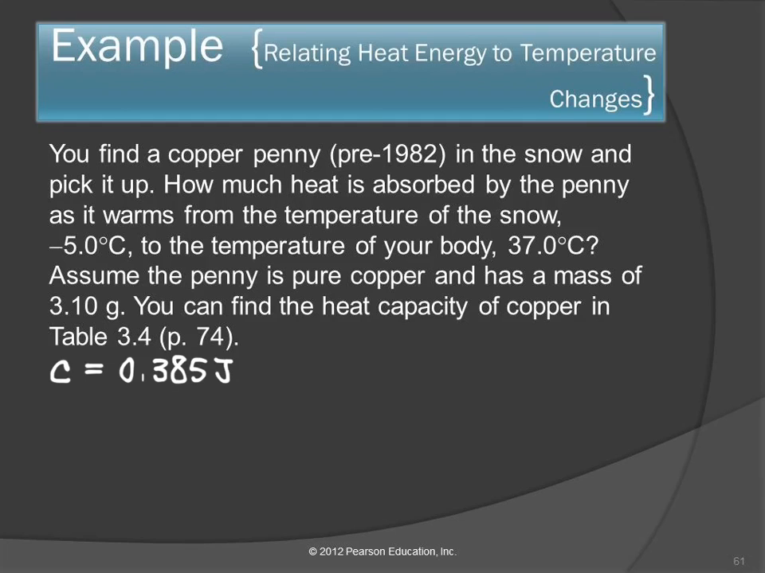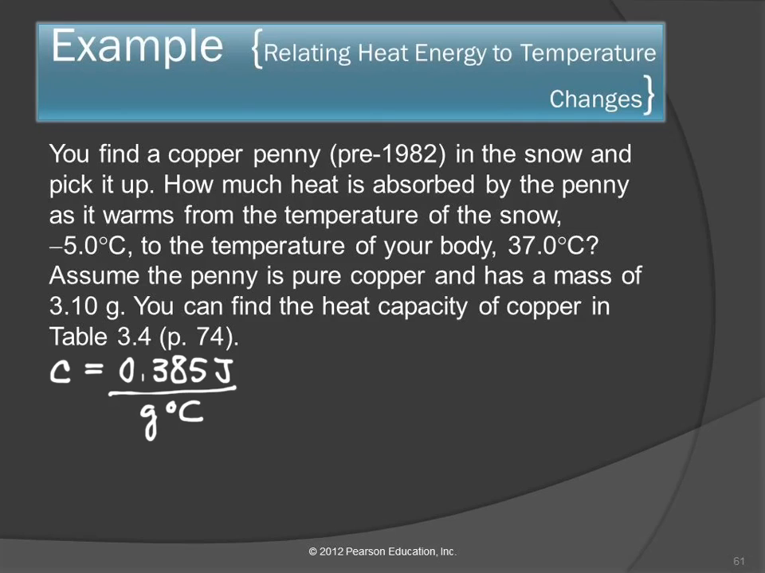0.385 joules per gram degree Celsius. Those were the units given in the table. Always write your unit fractions vertically instead of horizontally so that you recognize that gram and degree Celsius are in the denominator. Okay, so there's a lot of words in this problem, right?